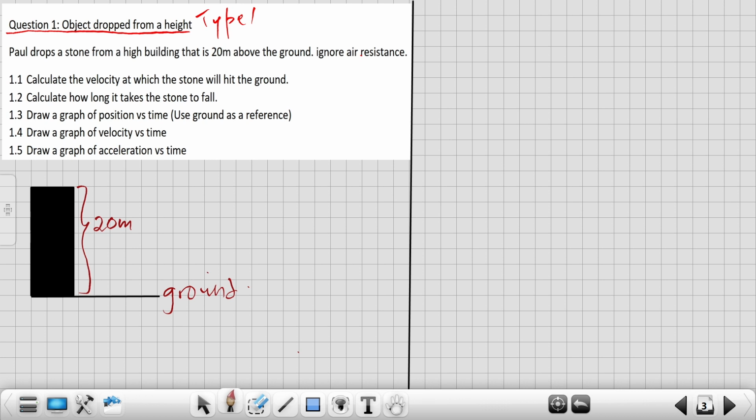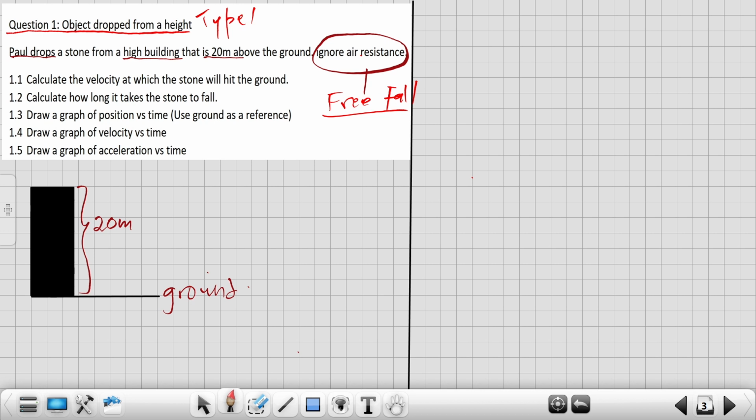But now Paul drops a stone from a high building that is 20 meters above the ground, and then ignore air resistance 100%. So what does this say to me? It says now I am working with a free fall. I am working with a free fall. Therefore, it means I can apply my equations of motion. That is the key words that I need to look for.